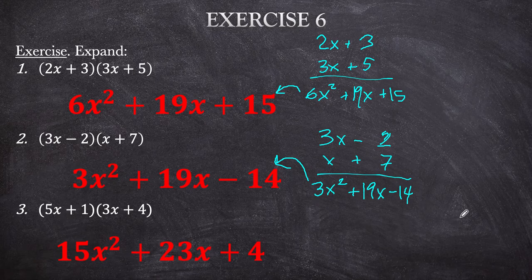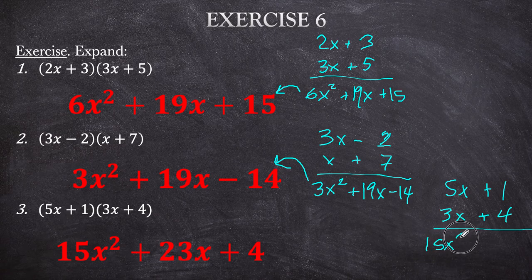And for number 3, I'm going to put it here, we have 5x plus 1 times 3x plus 4. So this is going to give us 15x squared. Crosswise, 5x times 4 is 20x, plus 1 times 3x is 3x. So 20x plus 3x is going to give us 23x. Plus 4 times 1 is going to give us 4. And this is our answer for number 3. So pretty much they're correct.